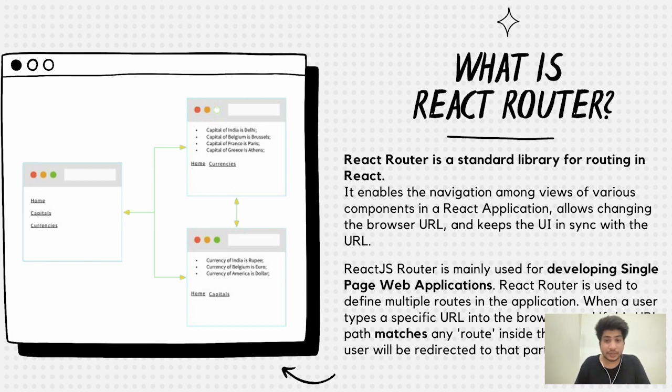React Router is mainly used for developing single page web applications, where you do not have multiple pages. You have a single page and you just pretend that there are a lot of pages, and you manipulate the whole history and URL, and try to keep the UI in sync with the URL. You can add multiple routes to the application, and whenever the URL matches a specific route that you have defined, you will be redirected to that particular route and you will see the component.